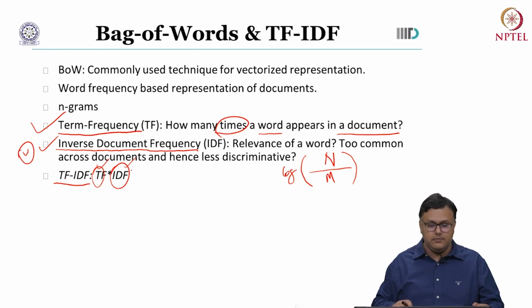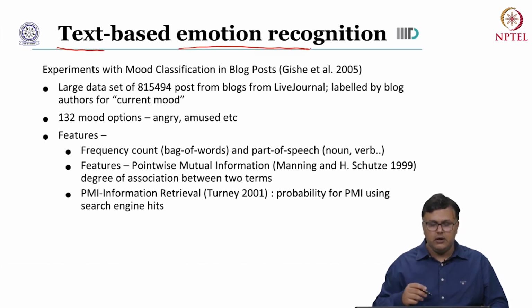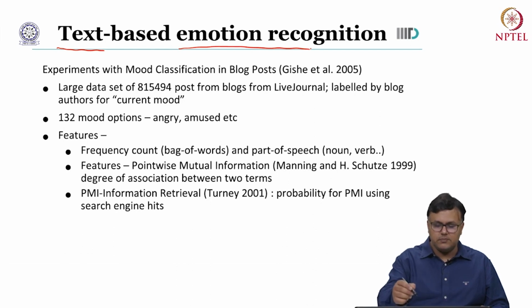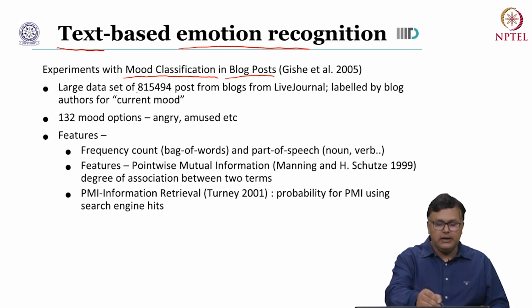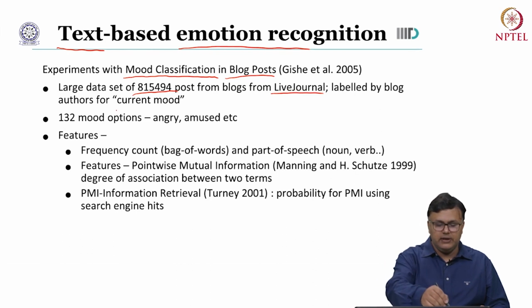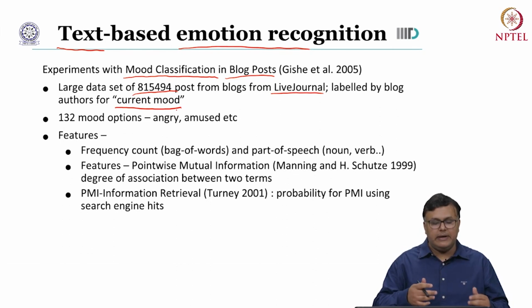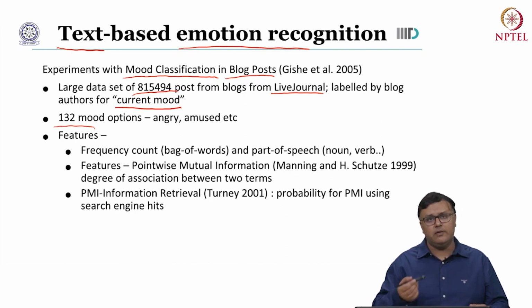Now friends, let's look at a system proposed for our text-based emotion recognition. Now we are going to discuss a classification task. So this task proposed by Gesh and others is for classifying the perceived mood in blog posts. Now the approach of the authors was as follows. They curated a large data set of about 815,000 posts from a website called LiveJournal, and then they asked the labelers to also indicate their current mood while they were writing a particular blog. They had 132 categories of mood, different keywords which the labelers gave to their particular blogs, how they were feeling. And now let's look at the features which the authors used.